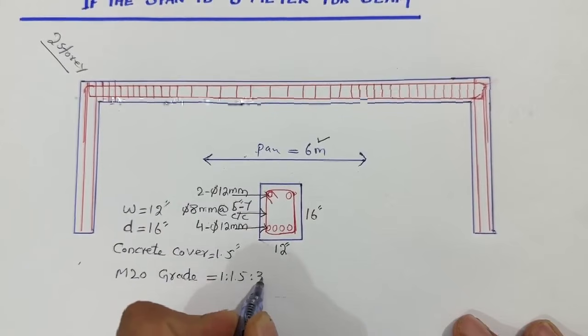And you can see the stirrups near the support, up to L by 4, keep the spacing 5 inches. And after that, you can increase up to 7 inches.